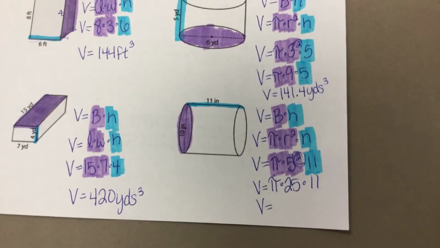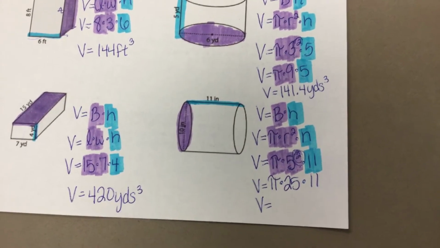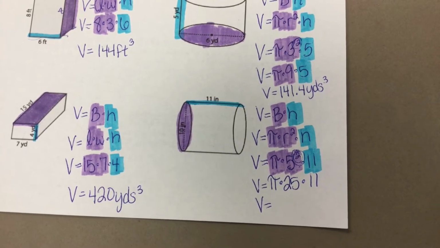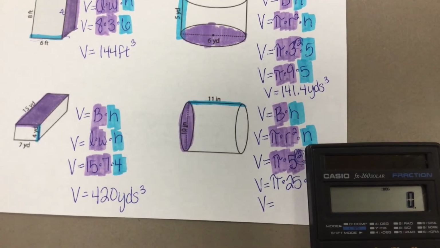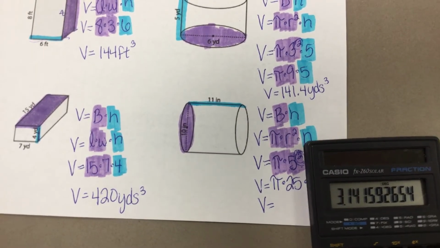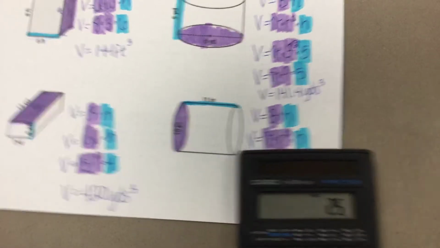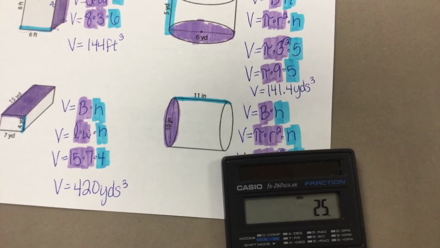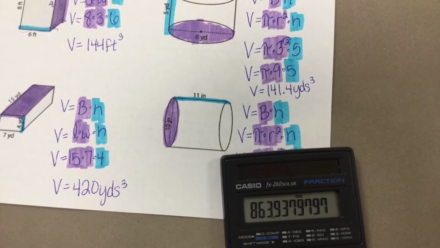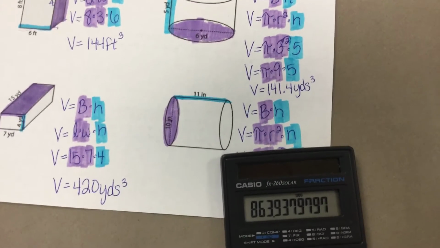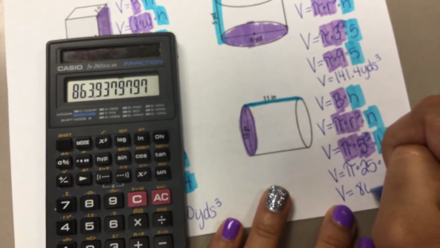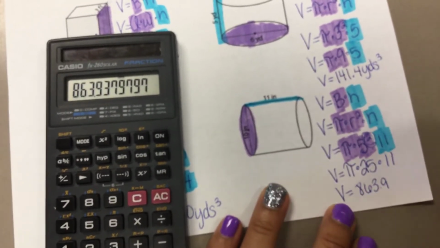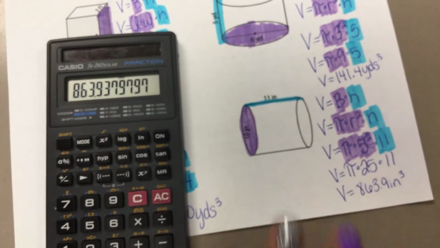Okay, sorry, we have to finish on here. So then our answer is, we gotta multiply it. Pi times 25 times 11 equals 863.9. And that's going to be inches cubed.